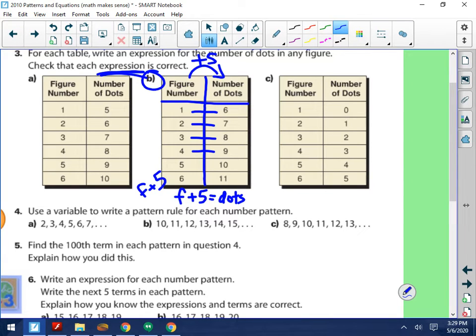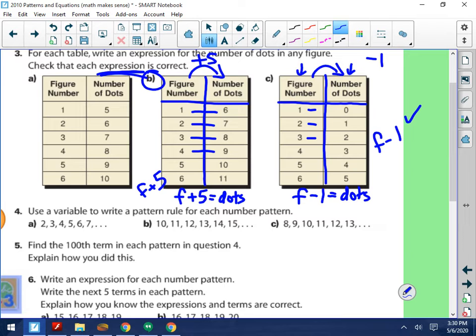3c, again, here's our t table given to us. Now here we have an interesting one because the number on this side is smaller. So we're having to take away from this number. So 1 take away something is 0. 2 take away something is 1. 3 take away something. Of course, that relationship is minus 1. So we have figure number, or f, minus 1 equals dots. Some of you who just put down f minus 1, that's okay too.